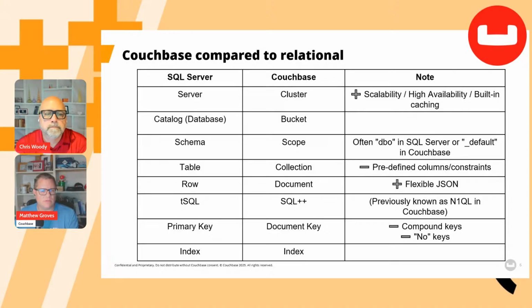So for instance, in the relational world, you have tables. In the Couchbase world, you don't have tables, but you have a collection, which contains many documents, right? So that's kind of the same level of organization.